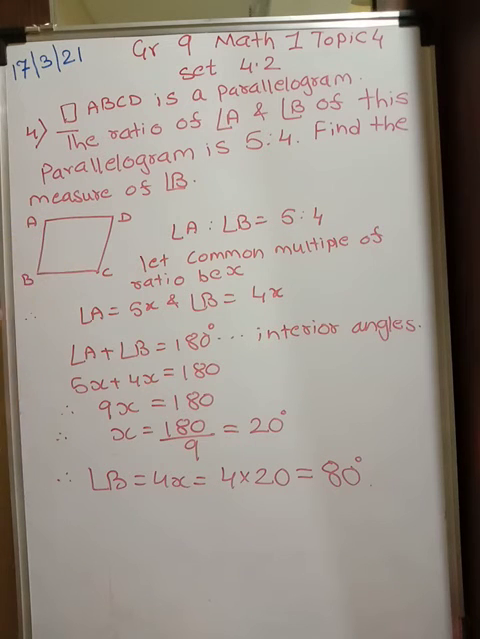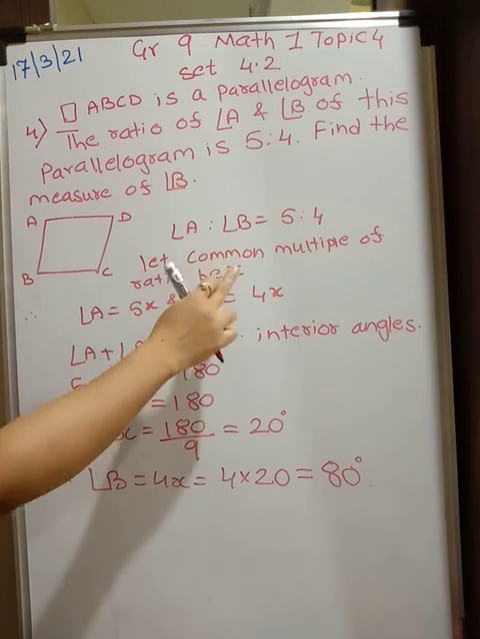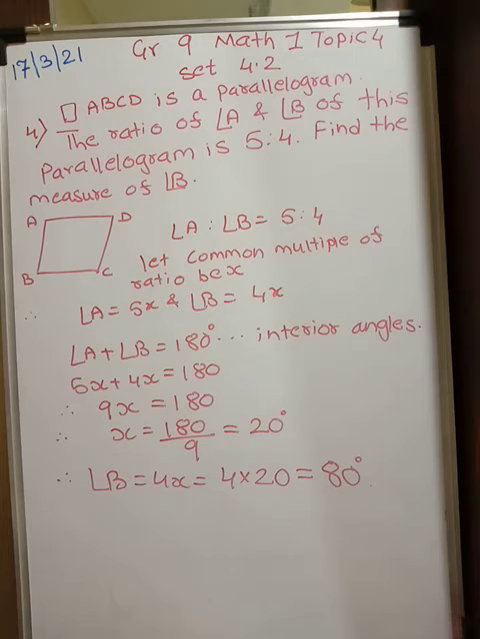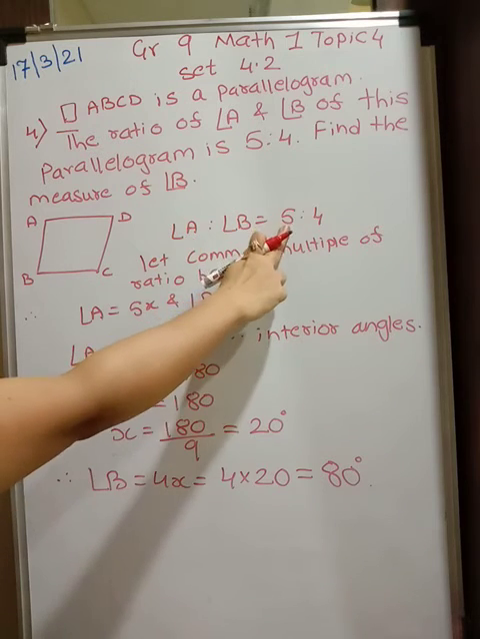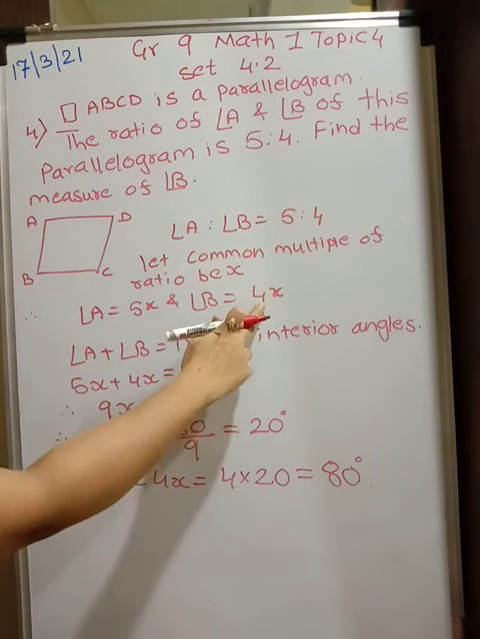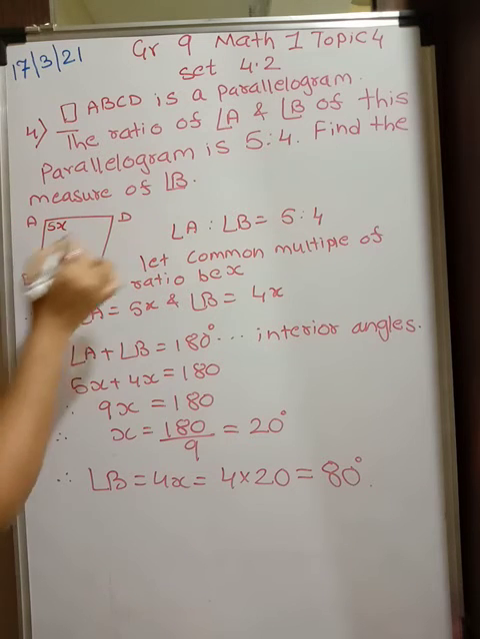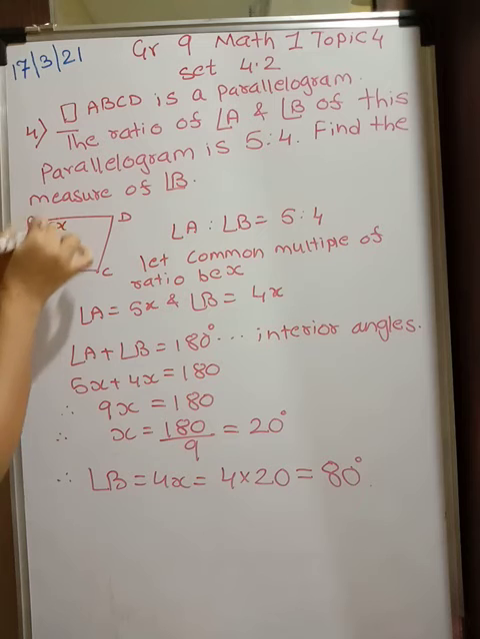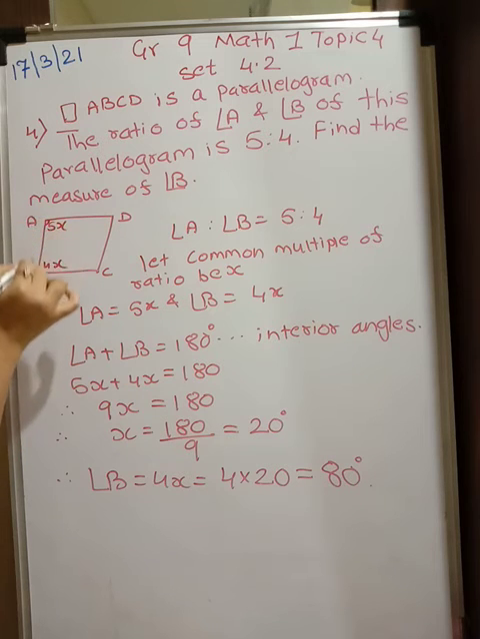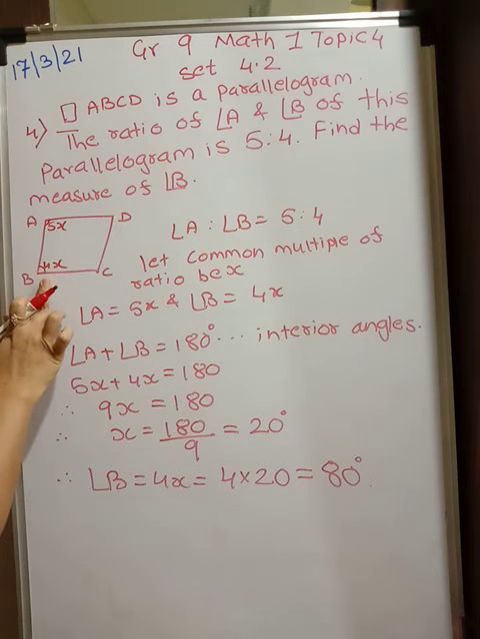So now see here, it is a parallelogram, that means opposite sides will be parallel. Please keep this in mind. AD is parallel to BC and AB is parallel to DC. Now the ratio is given, so I have said let the common factor be x. So angle A would be 5x and angle B would be 4x. Now if we consider AB as transversal, with AD parallel to BC, then this and this angle both are interior angles. So by the interior angle property, their sum is always 180.